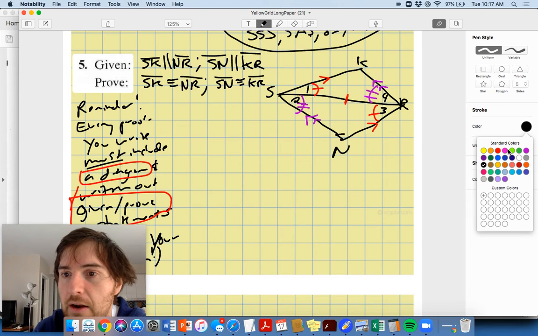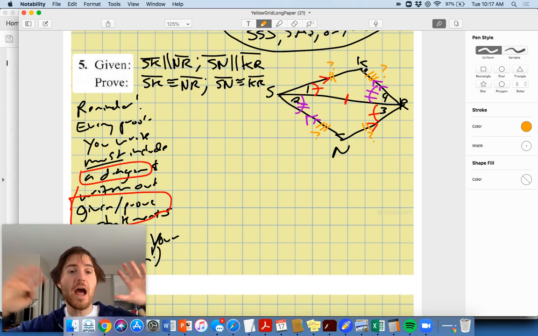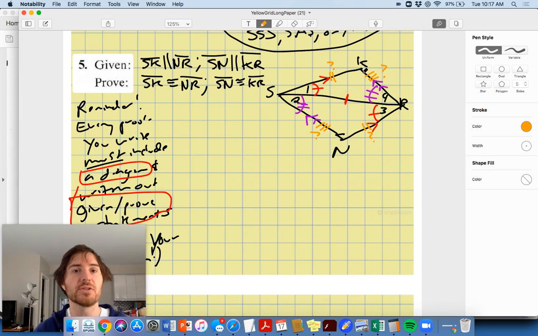Okay, let's check this one out here. We're able to do that through CPCTC. Let me check it out. SK, sure, that's a corresponding side to NR. Yep, the corresponding side of what we're hoping to show are congruent triangles. And then SN, yep, another corresponding side congruent to KR. Okay, so now we have an idea of what we're going to need to do to go from here to here. We just need to make it connect, right?